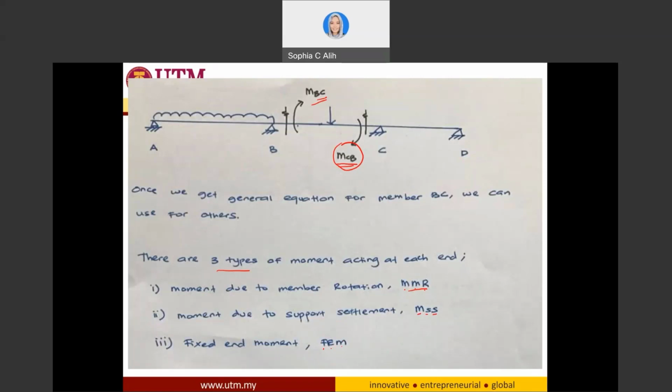Now, if you want to determine the end moment of MBC or MCB, you need to calculate all these three types of moment for any end moment. Okay, so in order for me to calculate the end moment at BC, I need to calculate the moment due to member rotation at BC, moment due to support settlement at BC, and fixed end moment for BC. And if I want to calculate the end moment for CB, again I have to calculate the three for CB. Okay, so we will look at them one by one.